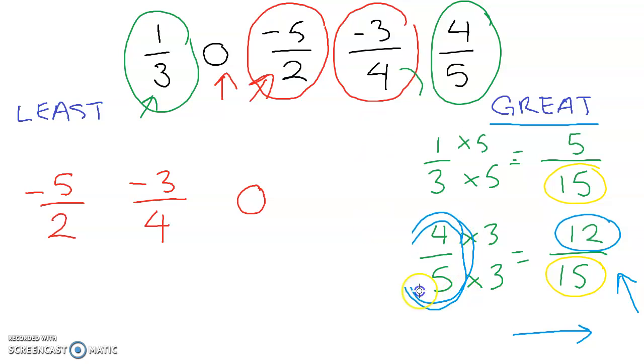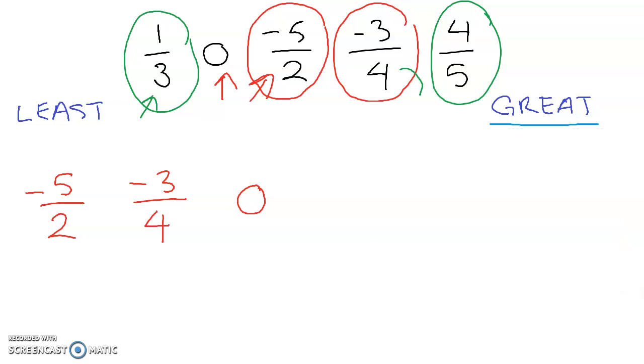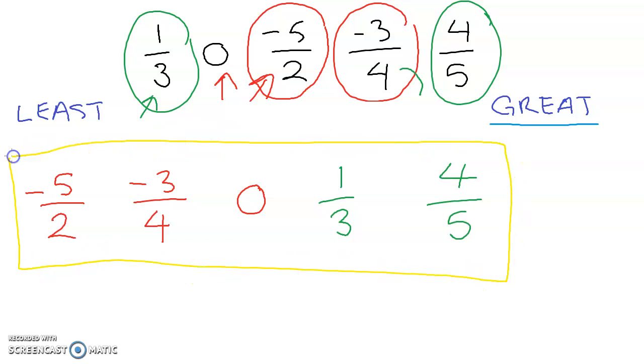So let me make some room here. When I am writing these, I figured out that my 4/5 is going to be my largest fraction. So that means the only other fraction that I have left to place goes right there, and that is my 1/3. So here is my final product. I have my numbers listed from smallest to largest, or from least to greatest. I did that by finding common denominators and comparing the fractions, and then writing them in the order that they normally appear on a number line.